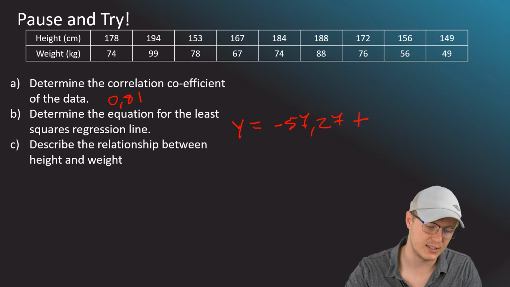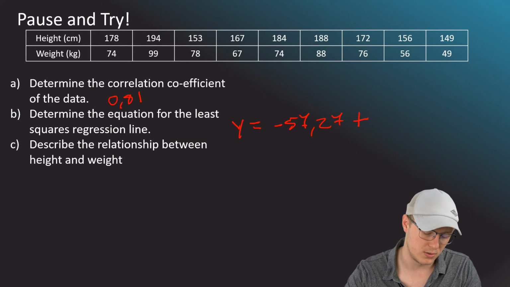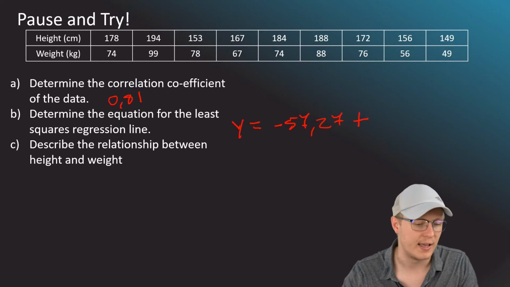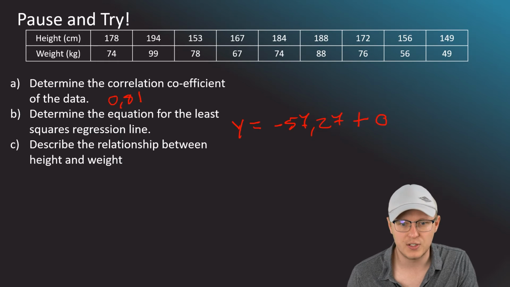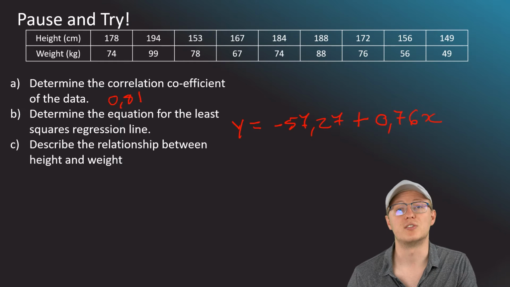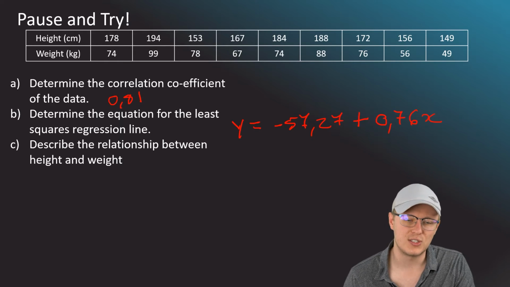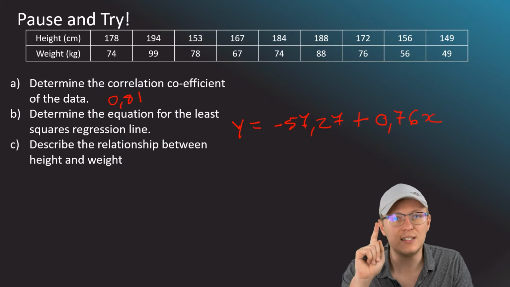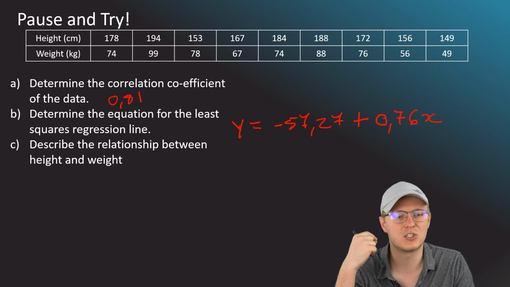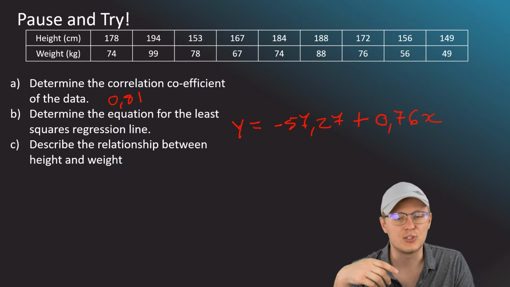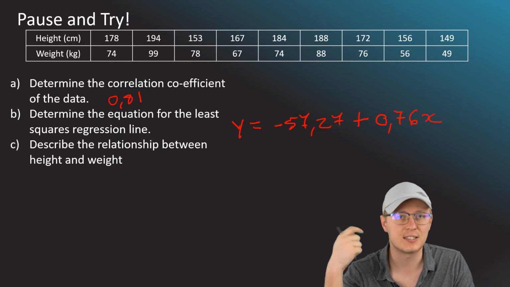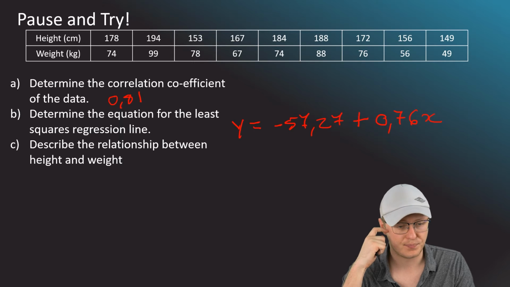So shift stat reg, option 2 gives me b, and then I get 0.76. Okay, so that's then 0.76 times the x value, which is the height. Now, an interesting way to interpret that gradient, the 0.76, is to say that for every 1 centimeter that somebody gets taller, they're likely to gain 0.76 kilograms of mass.